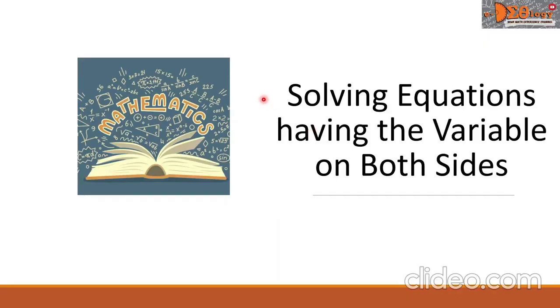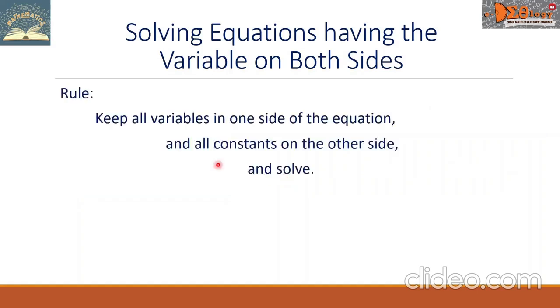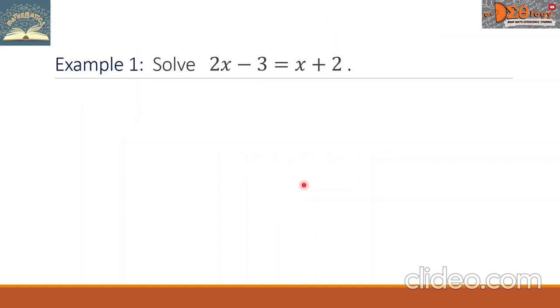Today we're going to study solving equations having the variable on both sides. This is the general rule. Keep all variables on one side of the equation and all constants on the other side, and solve. Example 1. Solve 2x minus 3 equals x plus 2.